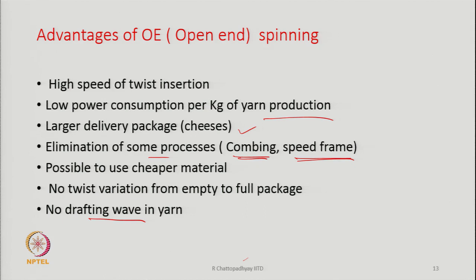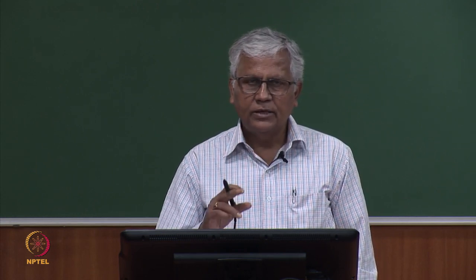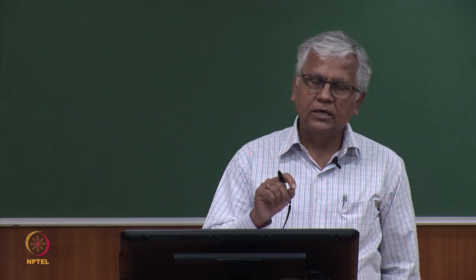Drafting wave can be generated on the draw frame, on the roving frame, and also during ring spinning itself, in the drafting system. So, at different places the drafting wave can generate. Here this possibility is almost nil, though we will be feeding a drawn sliver. When we drop card sliver on the draw frame, there is a chance of development of drafting wave there, but beyond that in the spinning process there is no scope for generation of drafting wave.